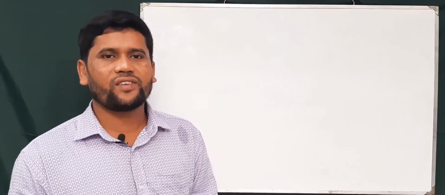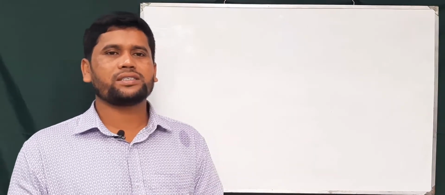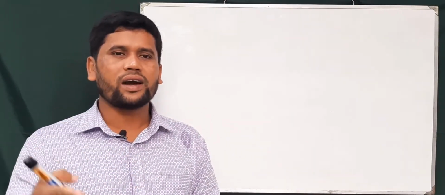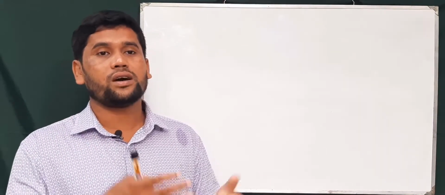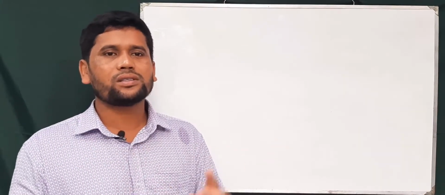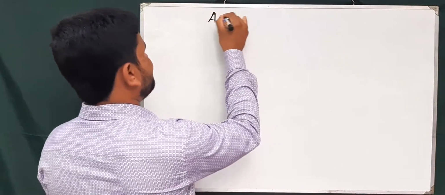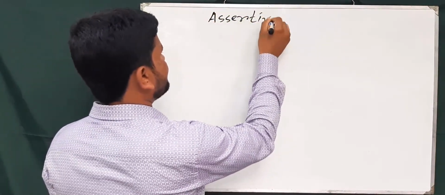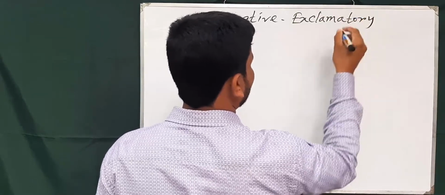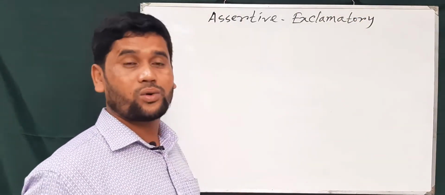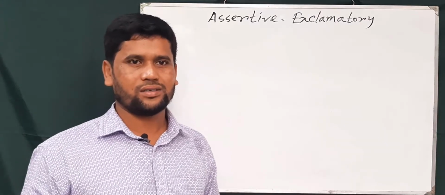So a basic difference between an assertive sentence and an exclamatory sentence is that an assertive sentence may start with subject and verb, but we find subject and verb at the end of an exclamatory sentence. An exclamatory sentence may start with what or how, but an assertive sentence starts with subject and verb. So my dear students, our today's topic is assertive and exclamatory sentence. We already know what an assertive sentence and an exclamatory sentence are, but now we are going to learn how we can change an assertive sentence to an exclamatory sentence.